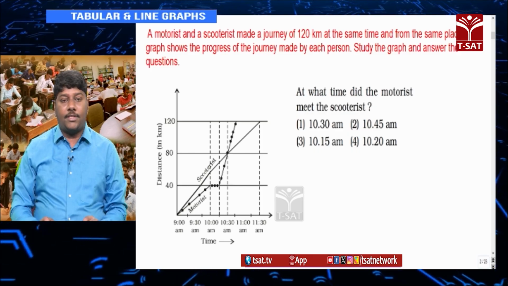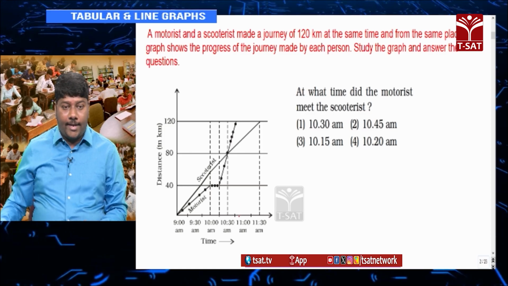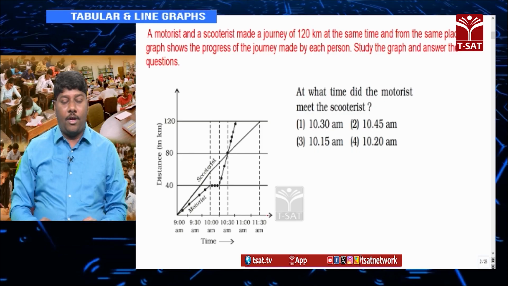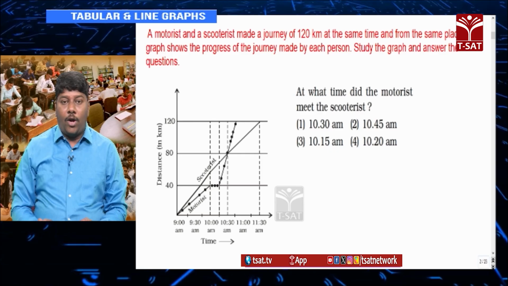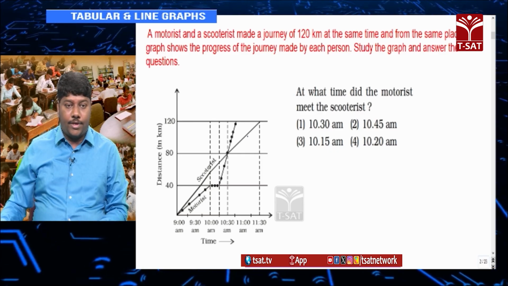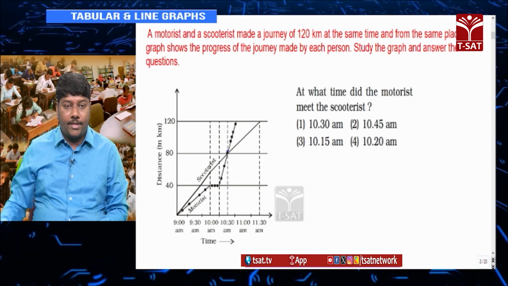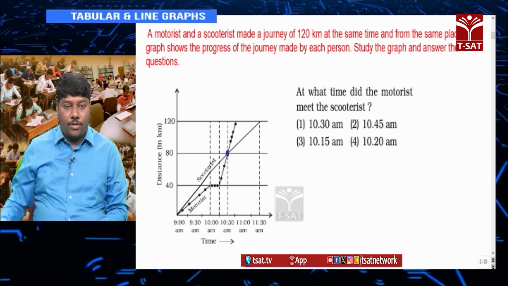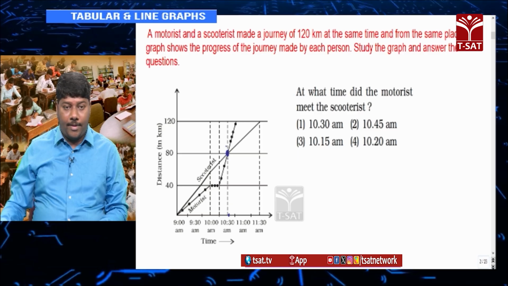Now see, both of them actually started at 9 AM, one ending at 10:30, another ending at 11:30, and both of them traveled 120 kilometers. Now see, at what time did the motorist meet the scooterist? We can see this perfect line is the scooterist and this pointed line is the motorist. Both of them are meeting at this particular point. So at what time are they meeting? Both of them are meeting at 10:30.